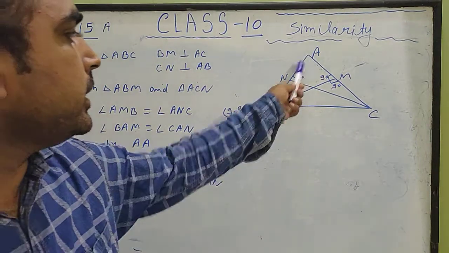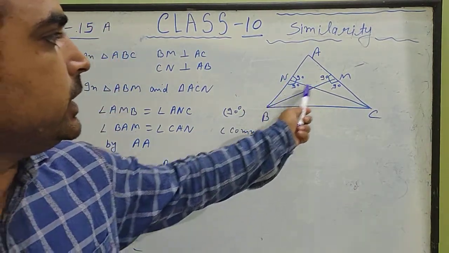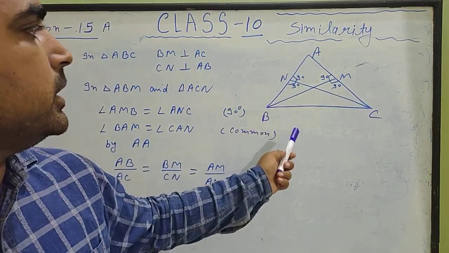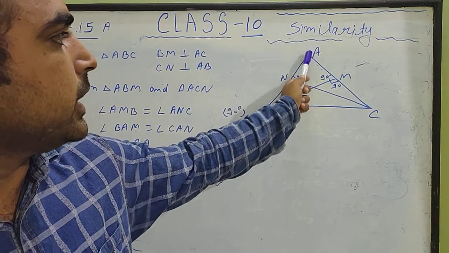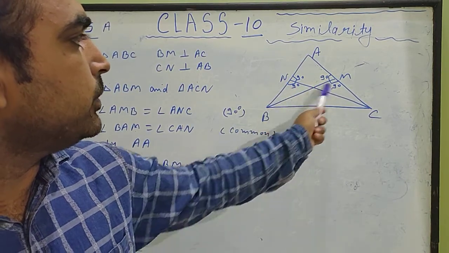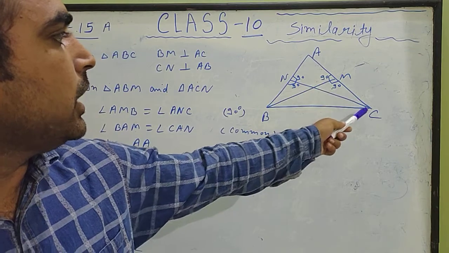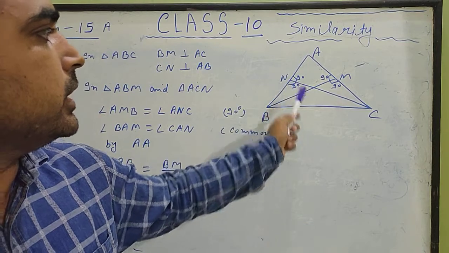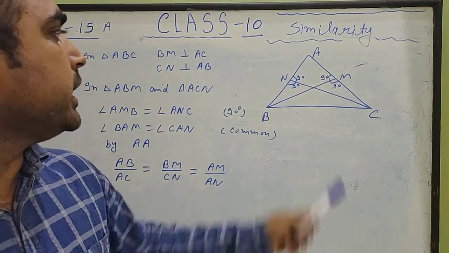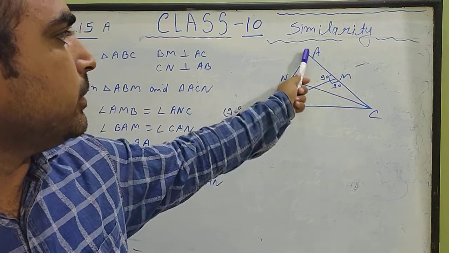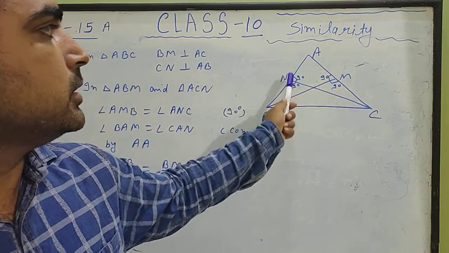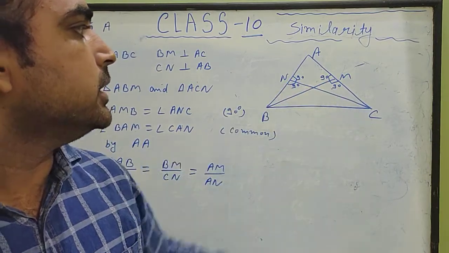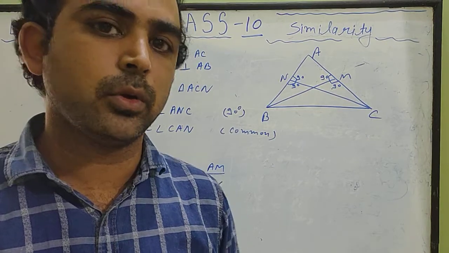One triangle ABC is given, and it is given that BM is perpendicular to AC and CN is perpendicular to AB. Perpendicular means angle EMB and angle BMC will be 90 degrees, and CN perpendicular to AB means this angle is also 90 degrees. Now we take two triangles, triangle ABM and triangle ANC, and we prove whether both triangles are similar or not.